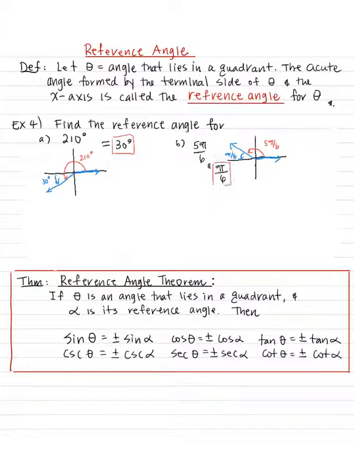Okay, so notice that if you're given 5 pi over 6, your reference angle is going to be pi over 6. So guess what? If you're given 5 pi over 4, your reference angle is always going to be pi over 4. If you're given 5 pi over 3, your reference angle is going to be pi over 3. I just thought I'll just throw that in there to save you some time.